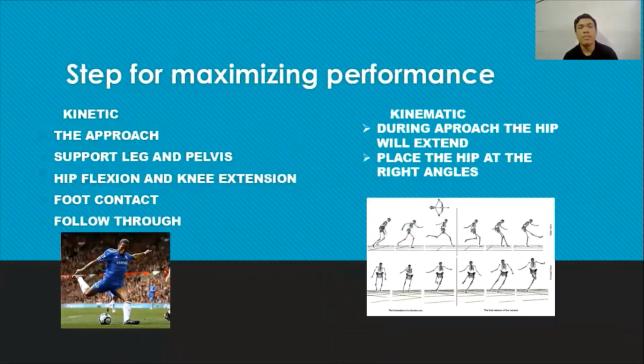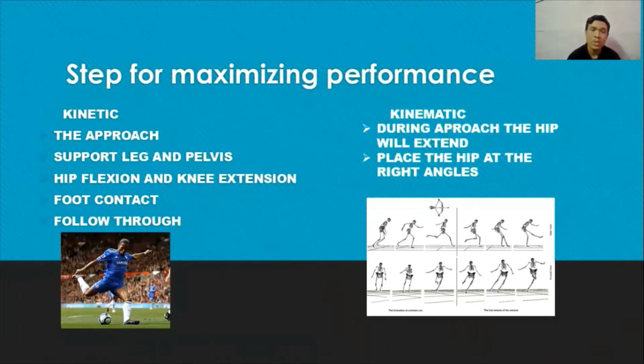Next is steps of maximizing performance. First, kinetic, which has 5 points. First is the approach. When you want to shoot the ball, you accelerate towards the ball, and decide which angle you want to shoot. The best angle is about 30 degrees to shoot.